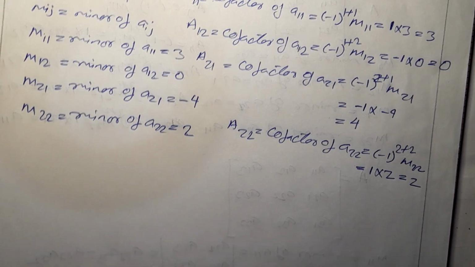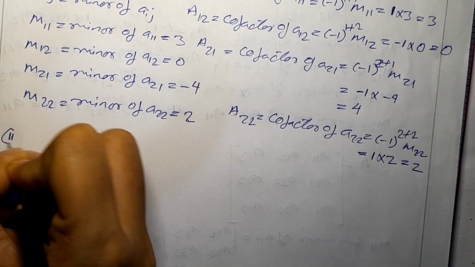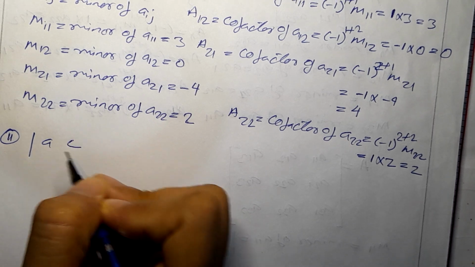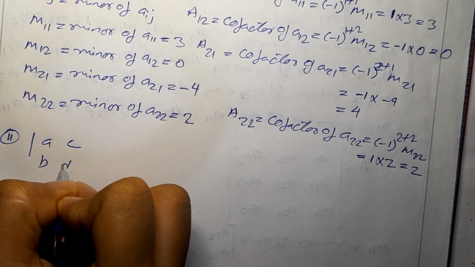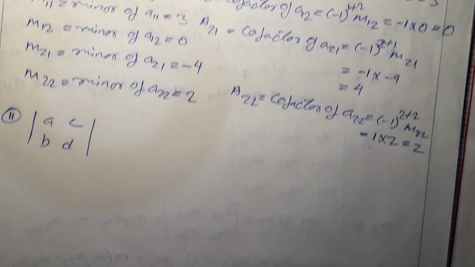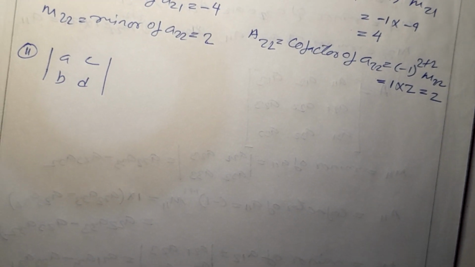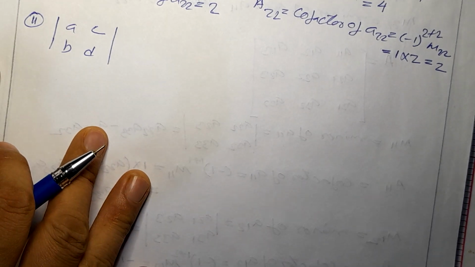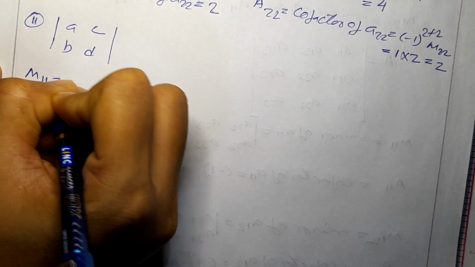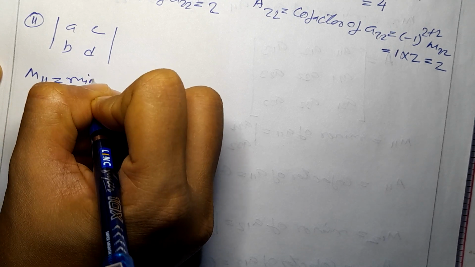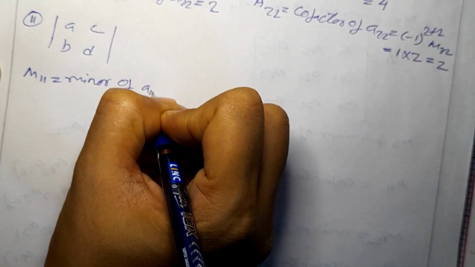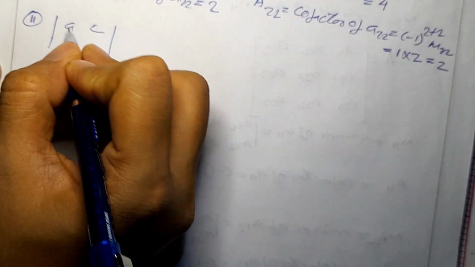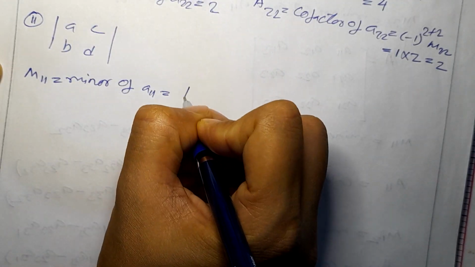Now come to Roman number 2. This is also a 2 cross 2 matrix. The matrix is given: a, c, b, d. First, the minor of a11. Minor is represented by M. So M11 for the first position is the minor of a11. Eliminate the first row and first column. So only d is remaining.